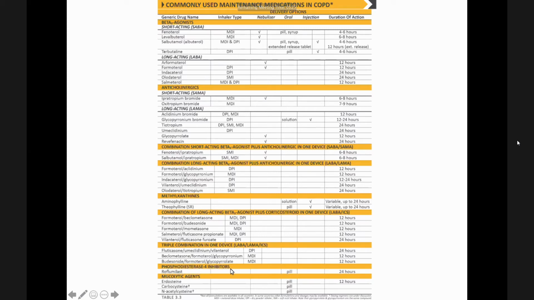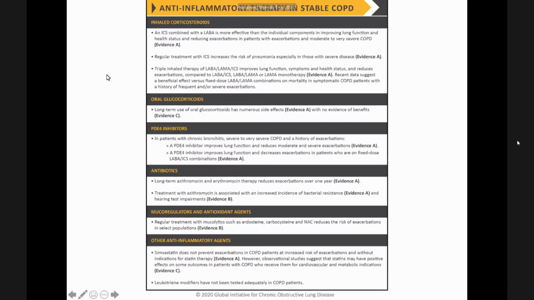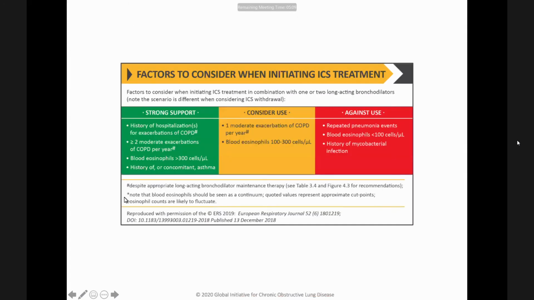And the phosphodiesterase inhibitors, that is roflumilast. Okay, so that can be used, and the mucolytic agents like carbocisteine and erdosteine can be used as mucolytics. So these are the drugs which can be used.